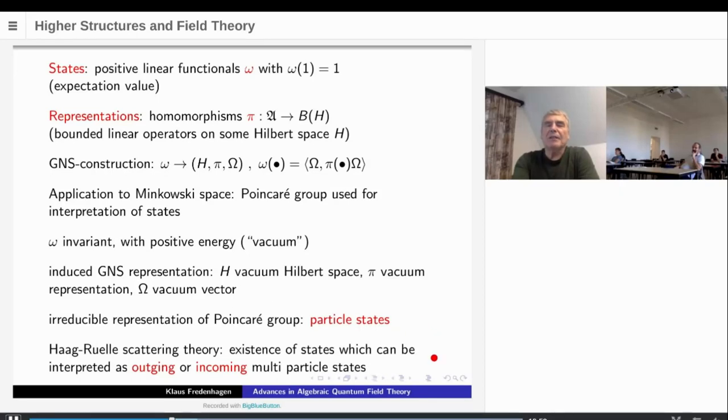Now, there is one of the big successes of algebraic quantum field theory in the first years. Actually, this was one of the motivations for inventing the whole formalism, namely the Haag-Ruelle scattering theory. You can show that once you have one-particle states, then you automatically also have multi-particle states, but these multi-particle states can differ for so-called incoming and outgoing states. So the particle interpretation of quantum field theory is a consequence of the general axiomatic structure together with the Poincaré symmetry.